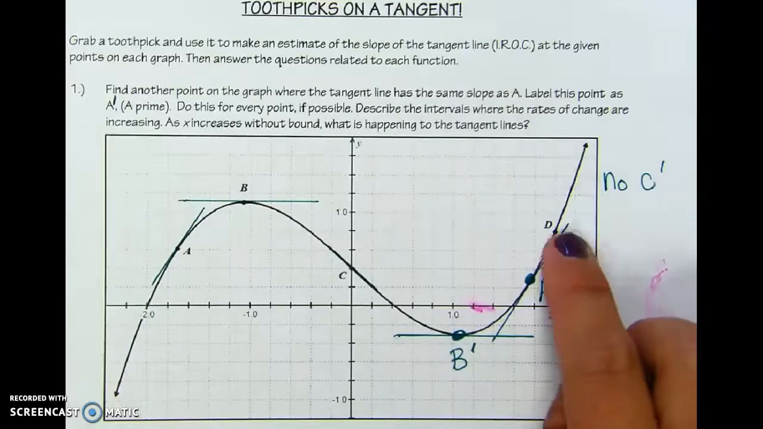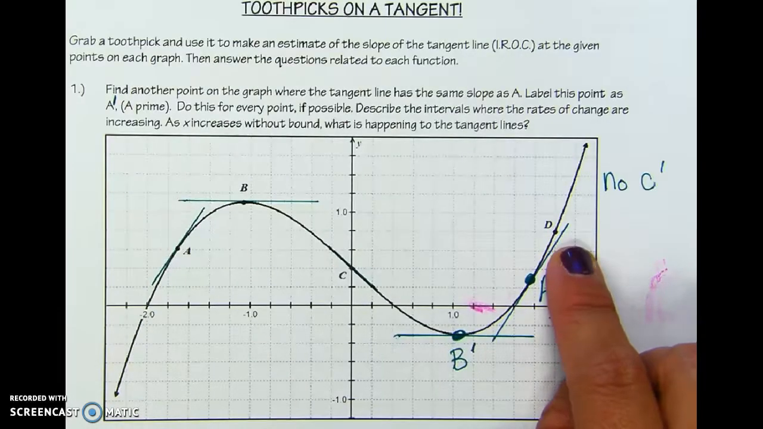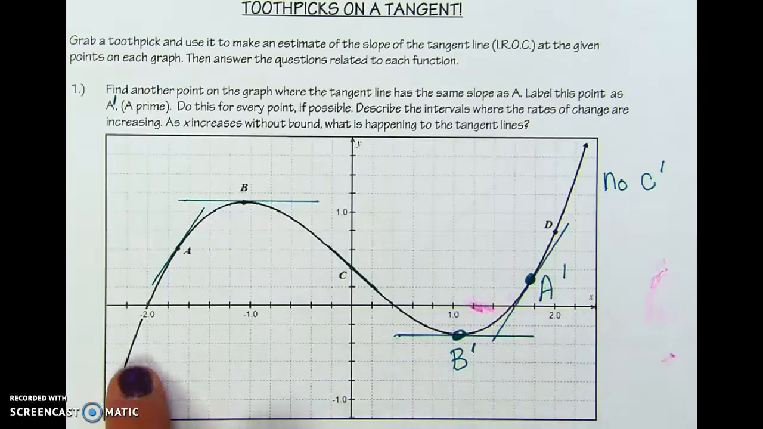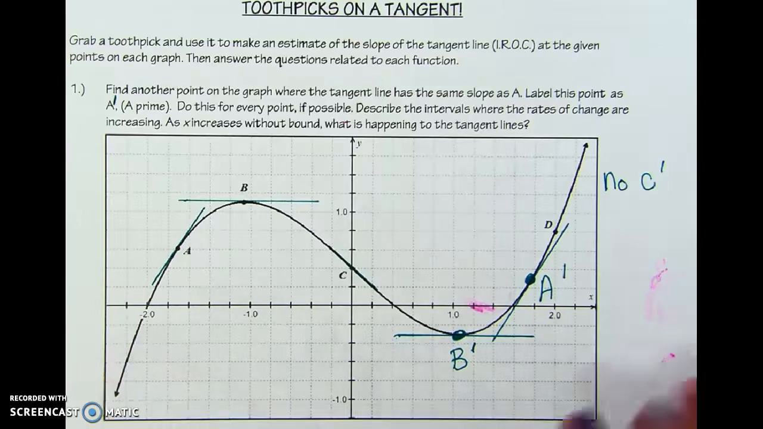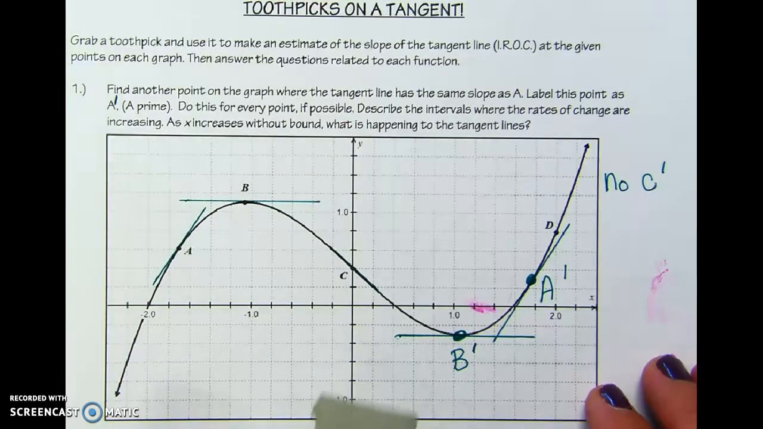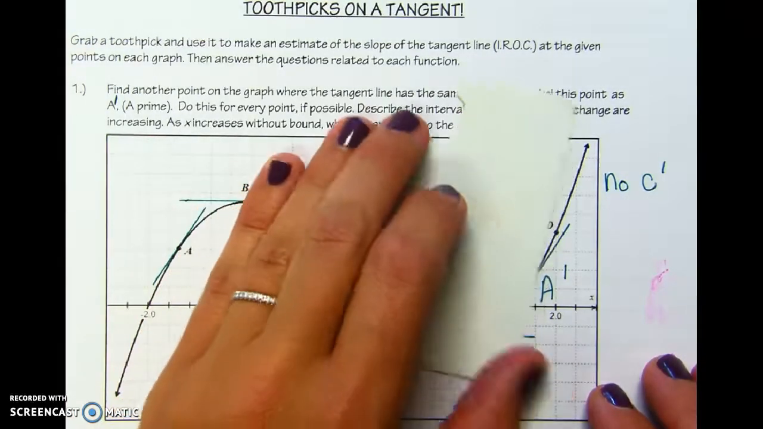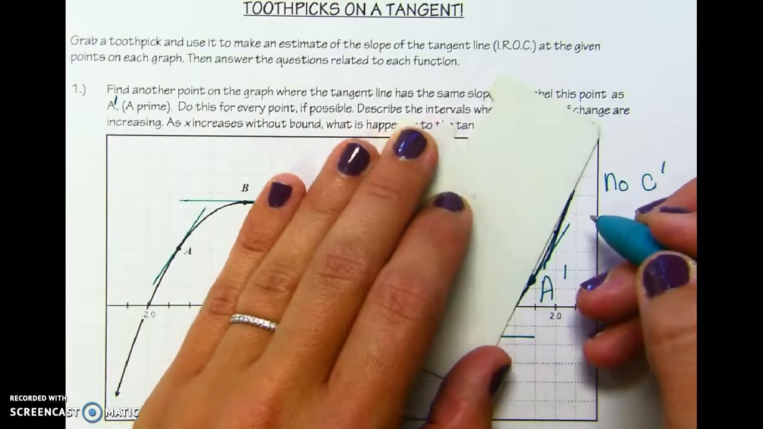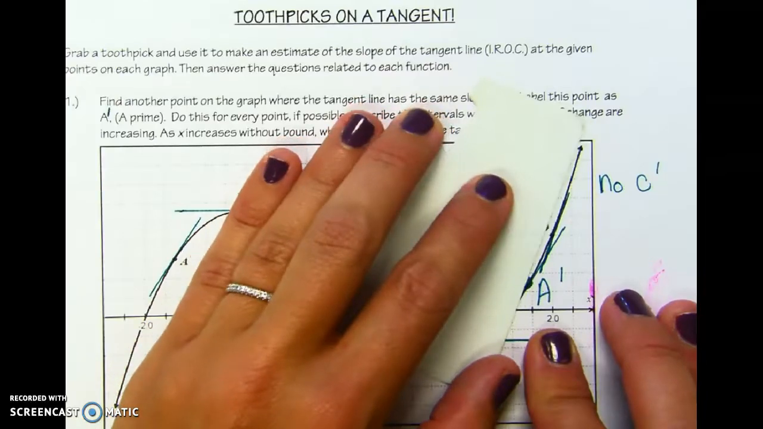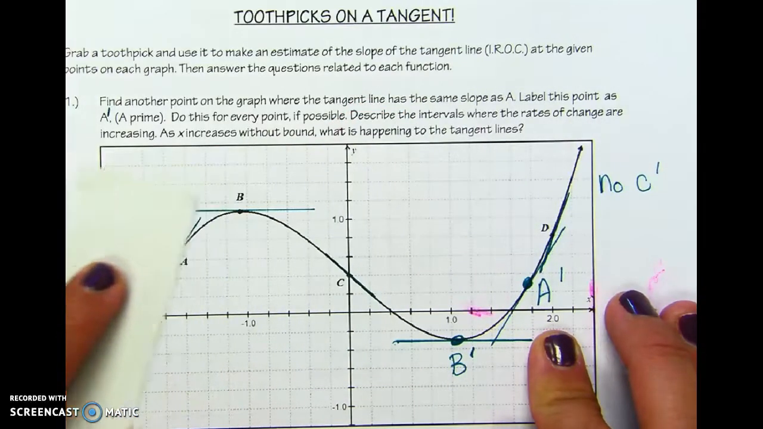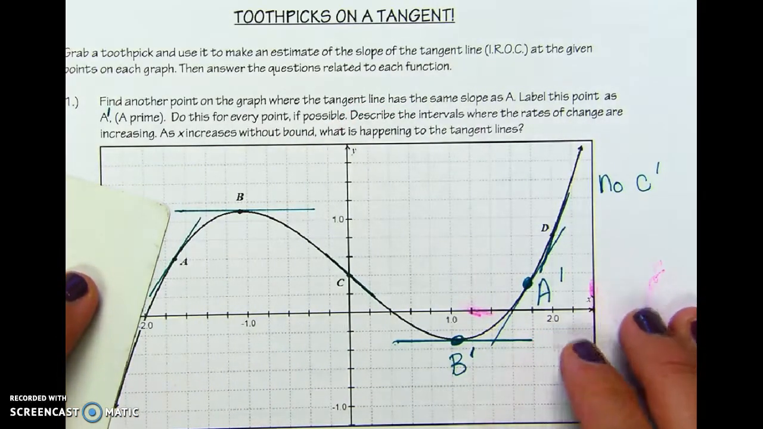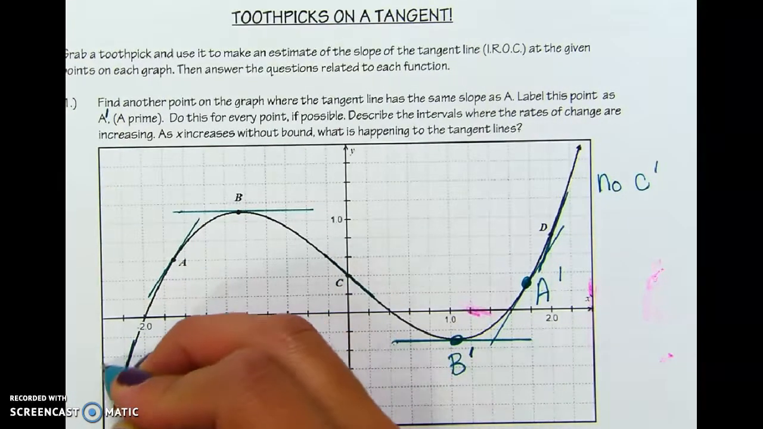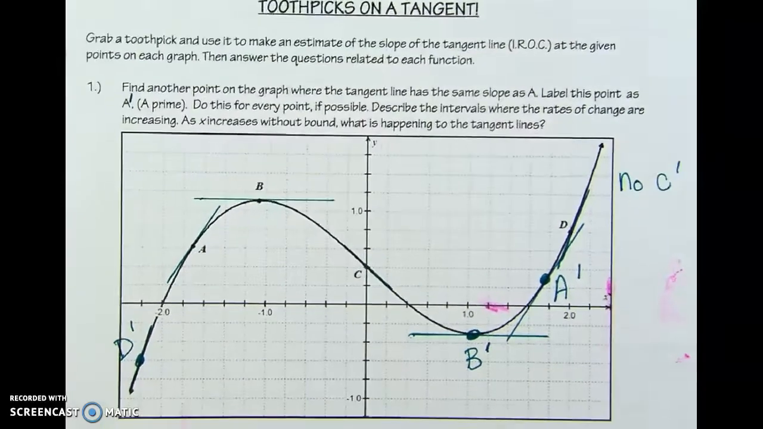What about D? Do you think we can find another spot for D? Where? Maybe down over here before we got to A? So D, and I'm going to keep my ID card at the same slope, and I'm going to try and find, yeah, maybe down here. Oops. D prime.